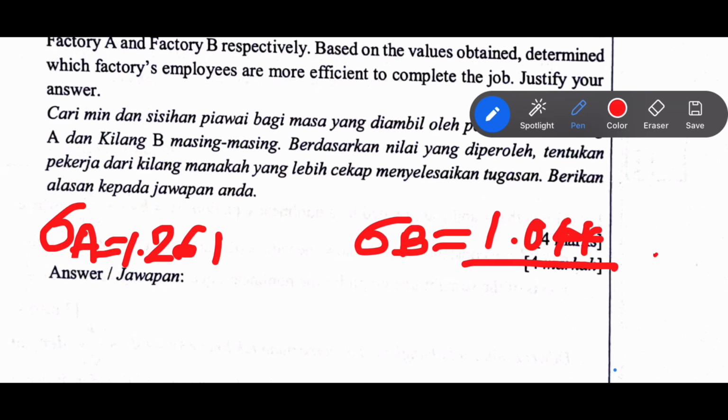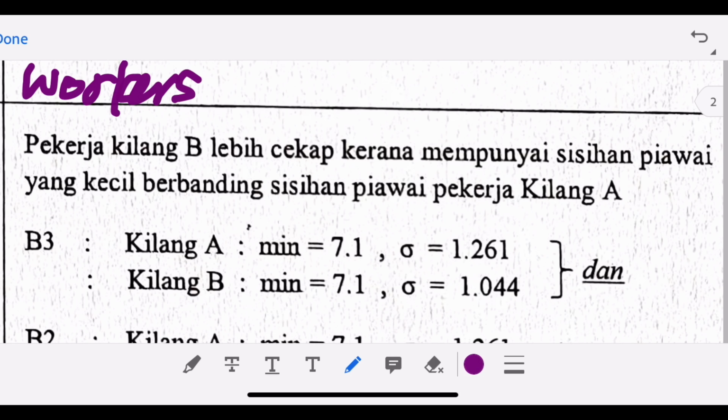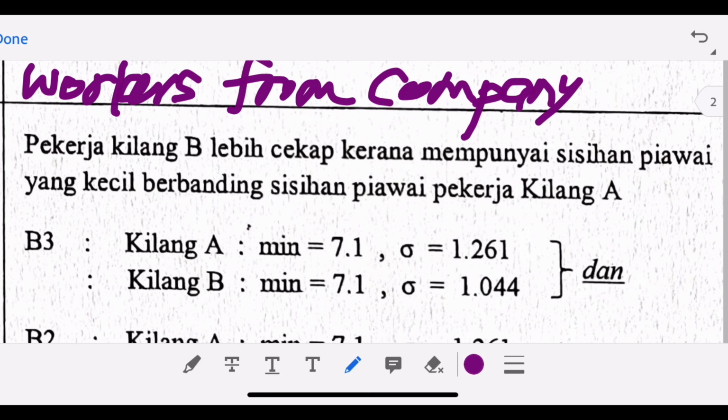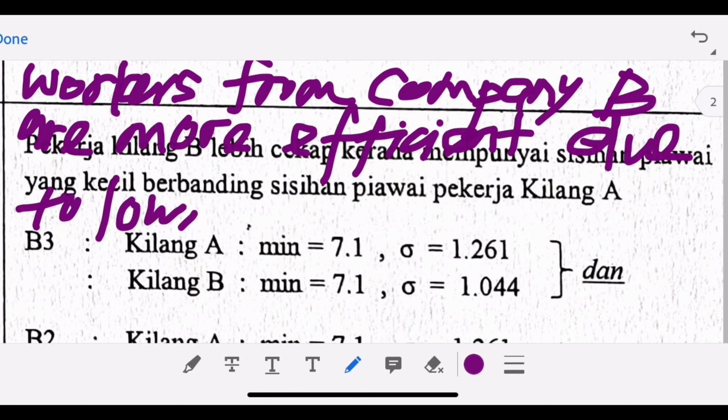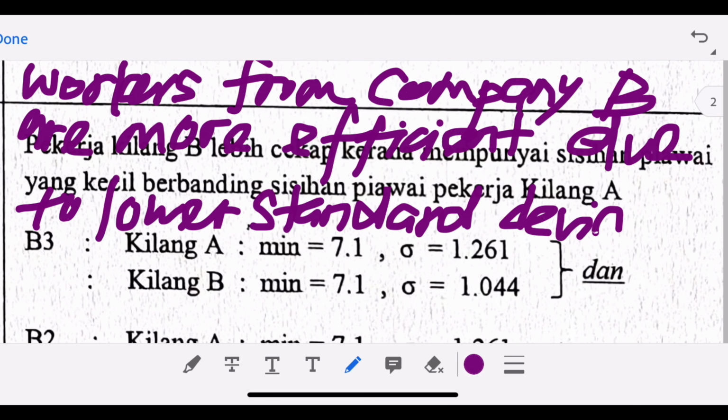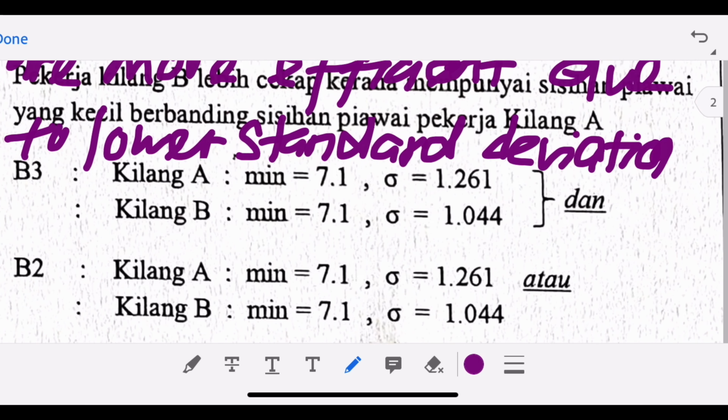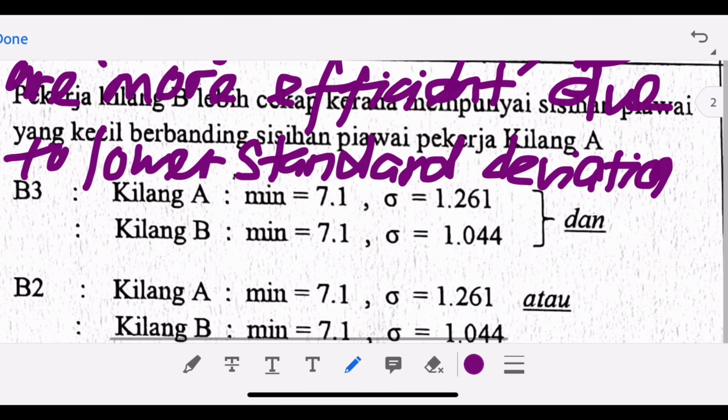Alright, let's do it now. Okay, you can write like this. Workers from the company B or factory B are more efficient because it has a smaller standard deviation compared to workers from company A. Okay, so just write a sentence to justify your answer, so that you will get full marks. Okay, due to lower standard deviation, which is actually 1.044 compared to factory A, which is 1.261, right?